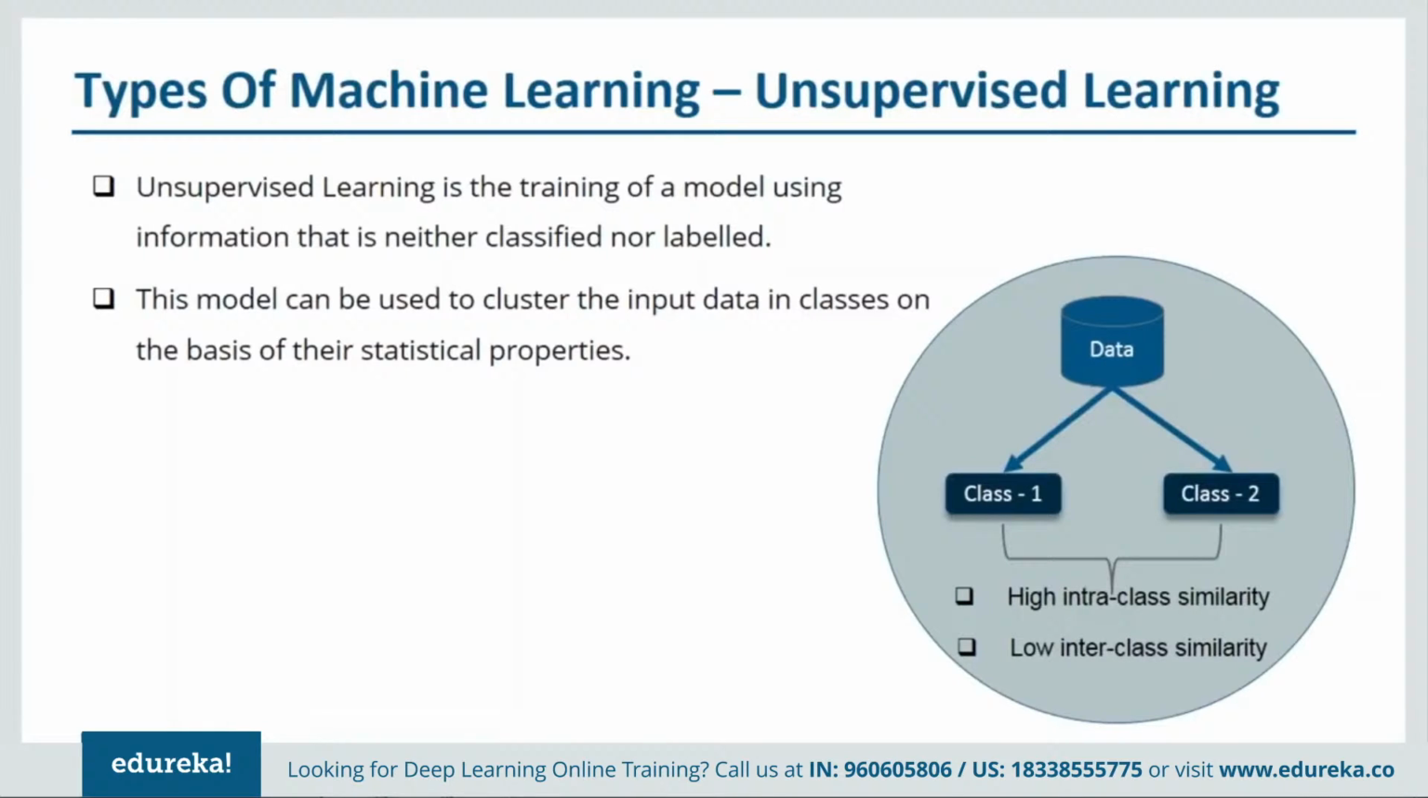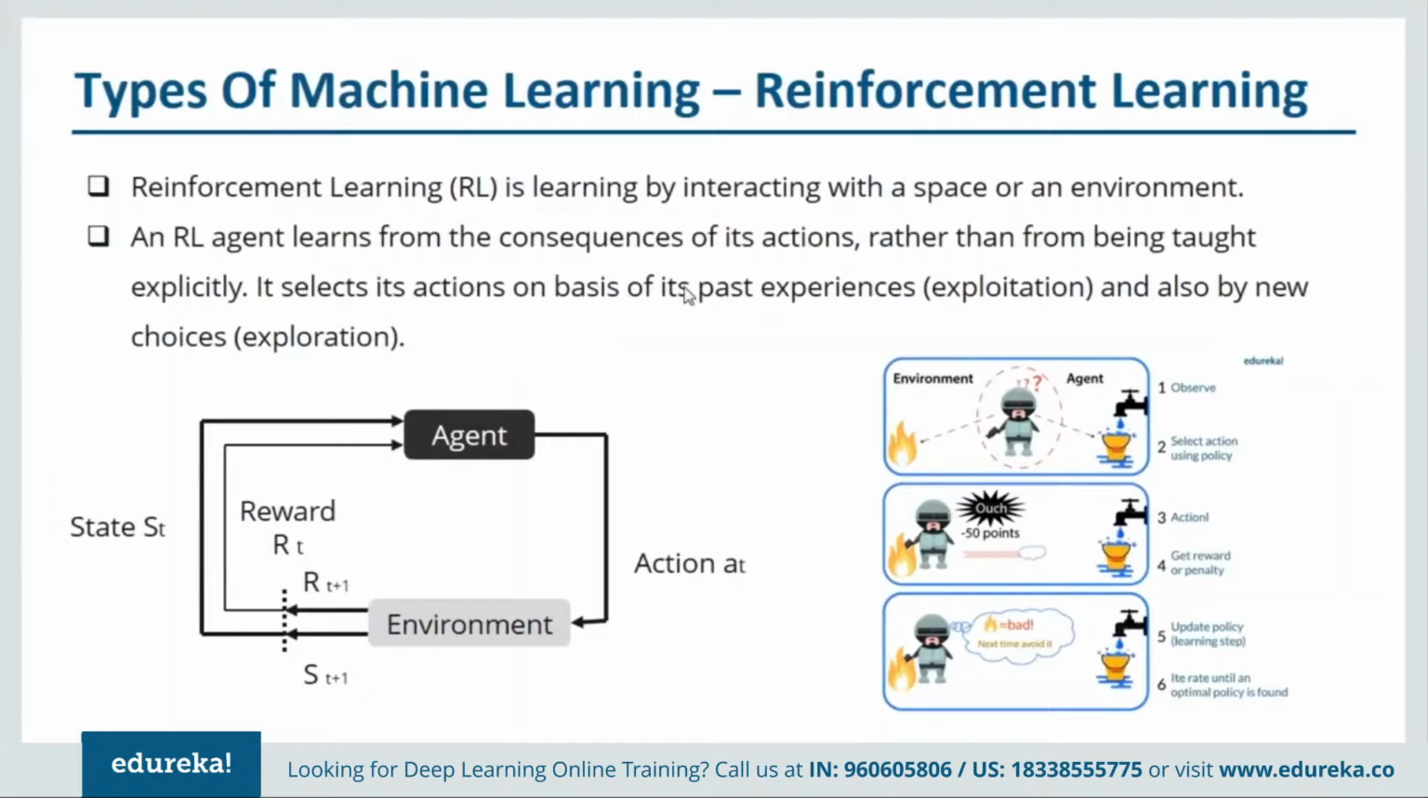Alright, so this brings us to our next type of machine learning, which is called reinforcement learning. Now this is reinforcement learning, guys. Now what happens in reinforcement learning? The machine learns by interacting with space or an environment. So it learns with its past experience, and also by new choice exploration.